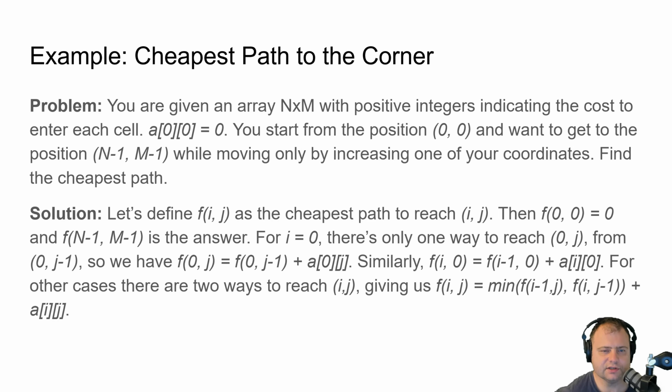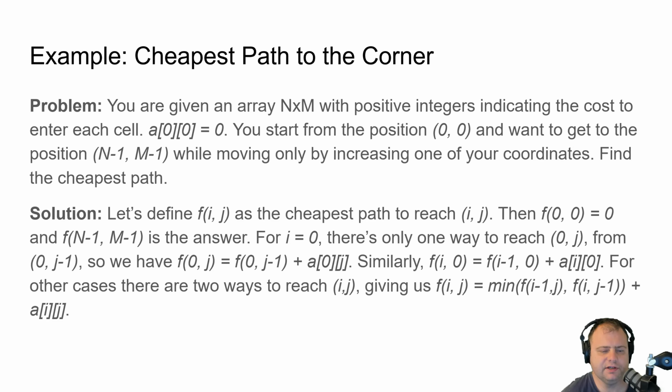Let's take a look at the cheapest path to the corner. You're given an array n times m with positive integers, indicating the cost to enter each cell. A_00 is 0, the starting cell, and we need to reach position (n-1, m-1) while moving only by increasing one of your coordinates, and find the cheapest path. Strictly speaking, integers don't have to be positive because of the limitations from the movement. It would work with negative as well.